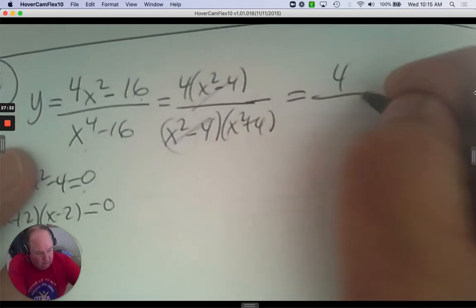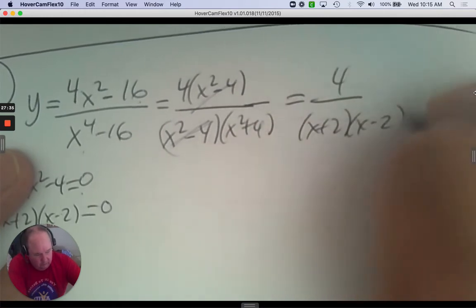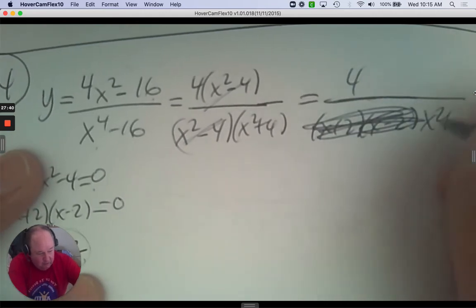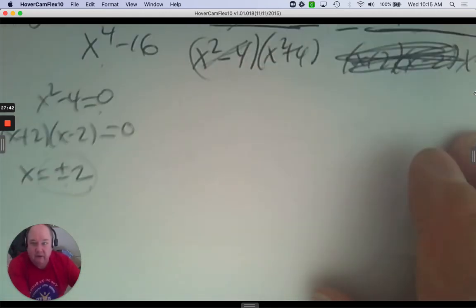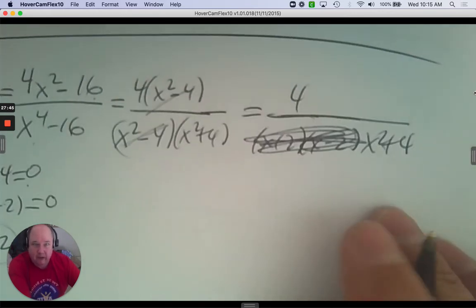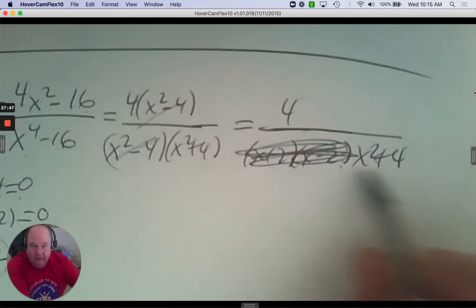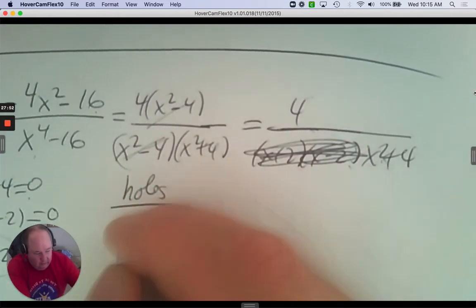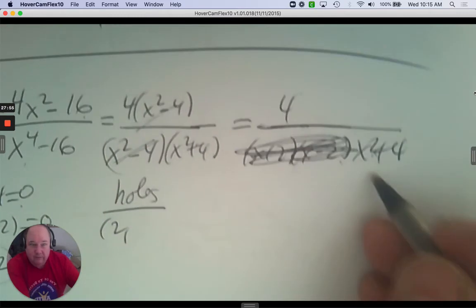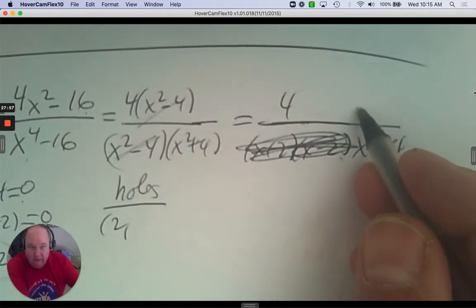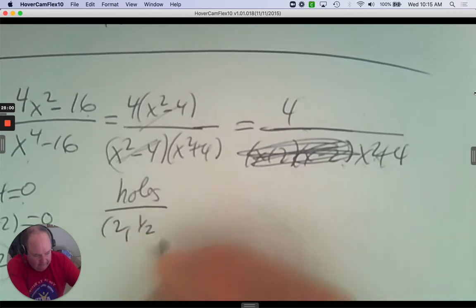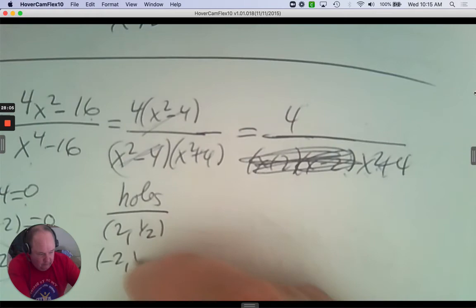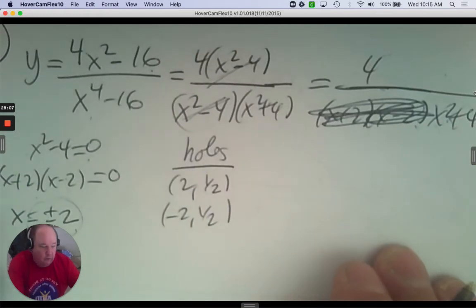So what's left over here? Oops, that is so wrong. X squared plus 4 is not factorable. I just did a faux pas, as they say. All right, so 4 over x squared plus 4, not factorable. Just write it that way. So if I want to know where the holes are, plug in positive 2. If I plug in positive 2, I get 4 over 8, or a half. The other one is negative 2. Well, negative 2 gives me the same answer, which is 1/2. So those are where the holes are.